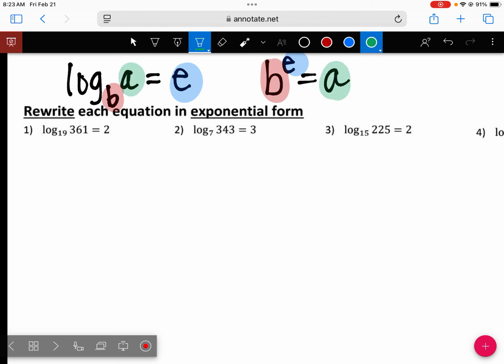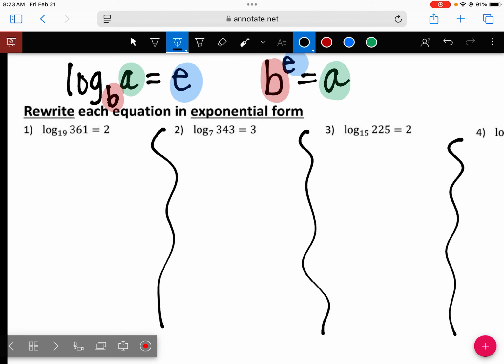So let's take this and write it in the other form. Right now it's written as a log. Let's write it in exponential. Okay, so for the first one, it would be 19 to the power of 2 equals 361. I'm going to go ahead and freeze my screen, and I want you to do 2, 3, and 4 on your own. And then you can compare your answer.